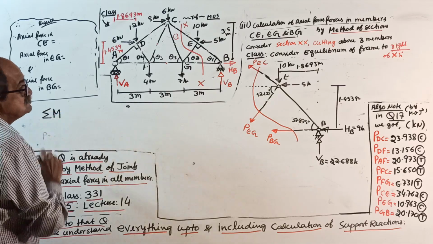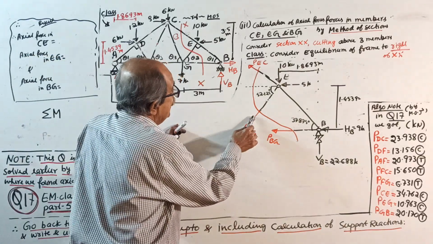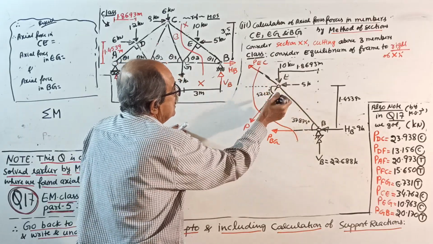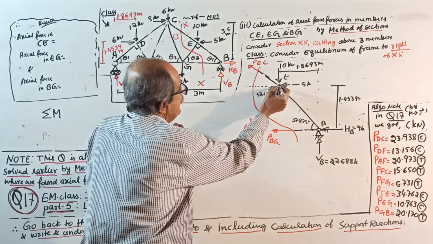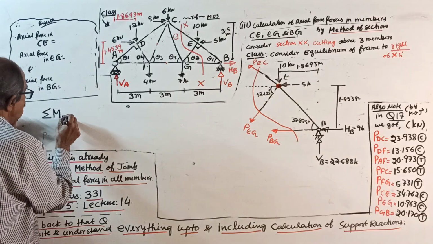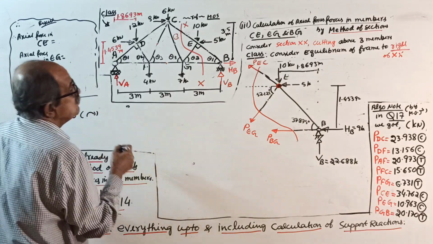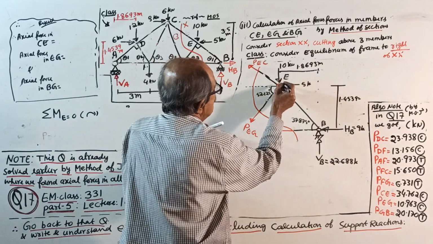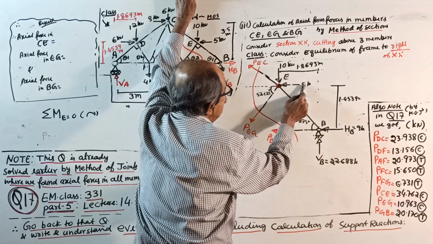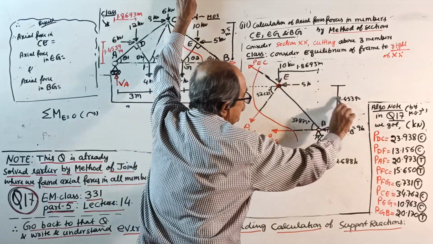Sigma M about E equals 0. Three unknowns are there, and among the three unknowns, two unknowns are meeting here. So we will take moment about this point E. Take clockwise positive. Remember, if you take moment about E, this into 0, this into 0, this into 0, this into 0. Only this much.